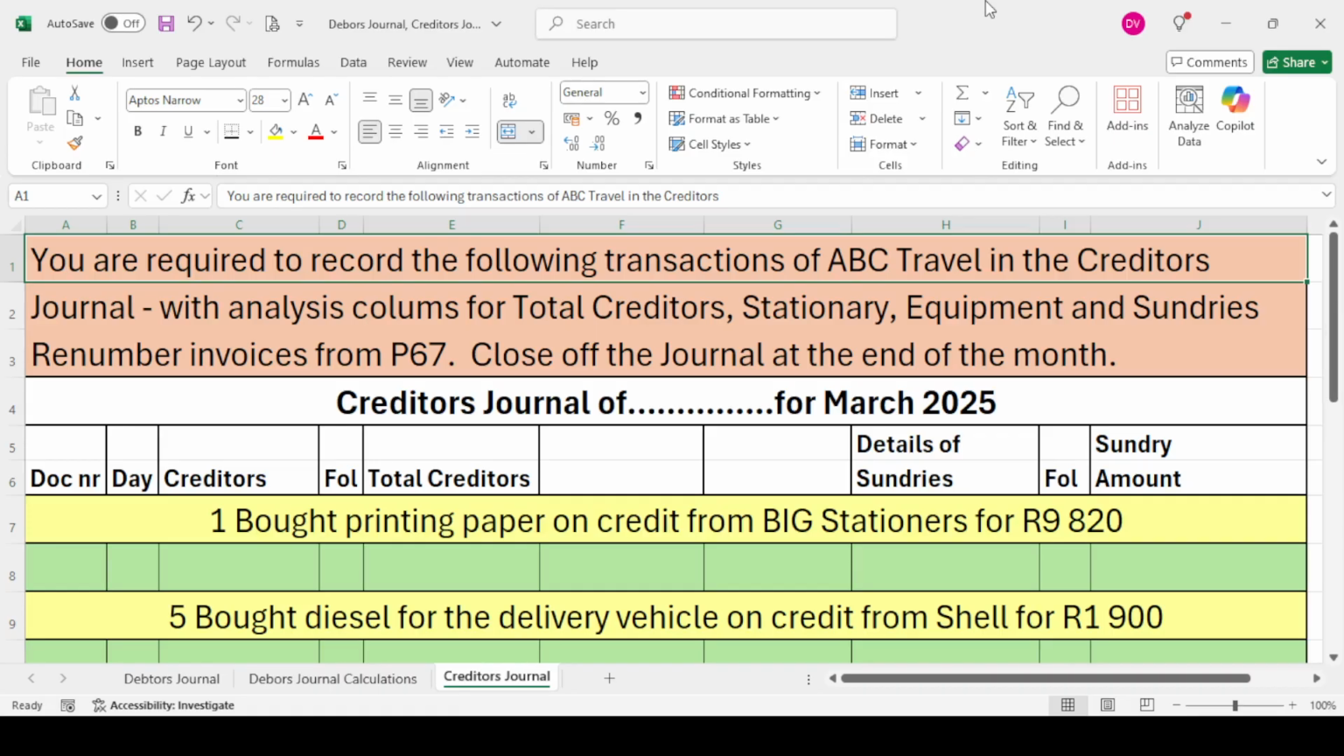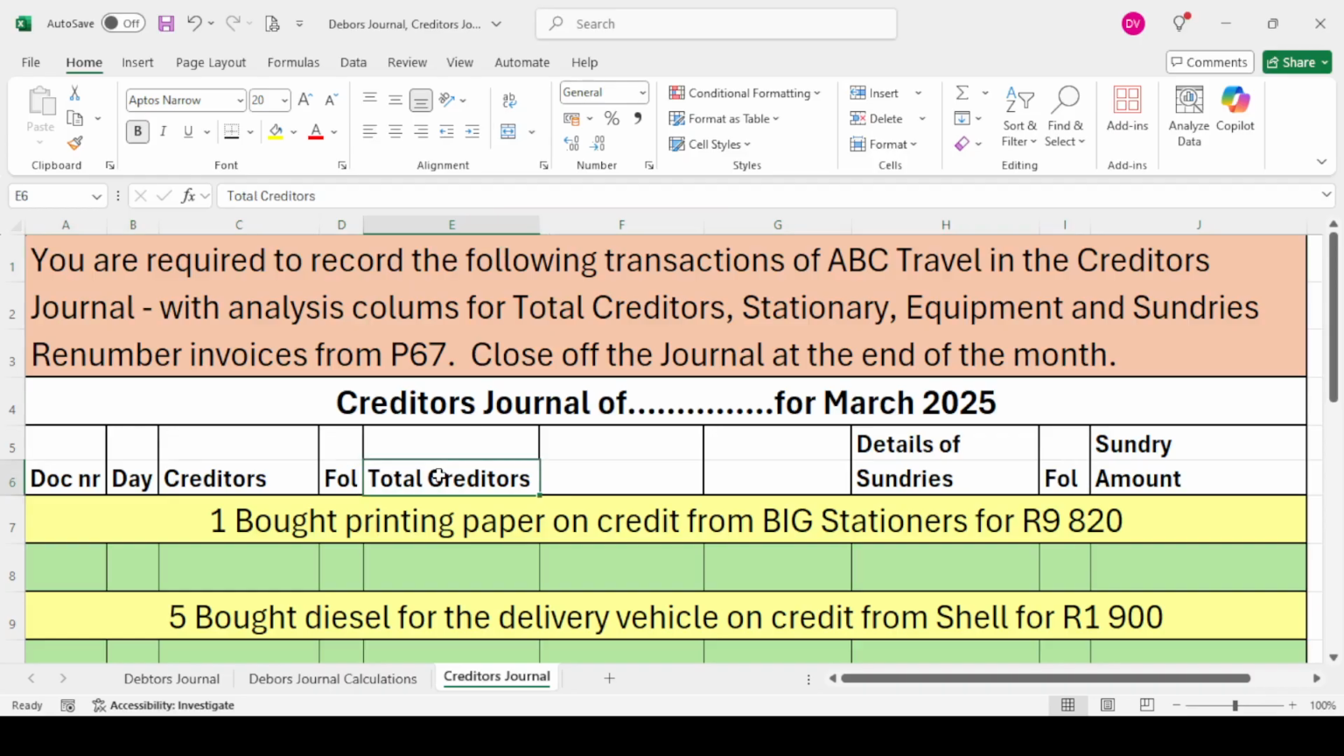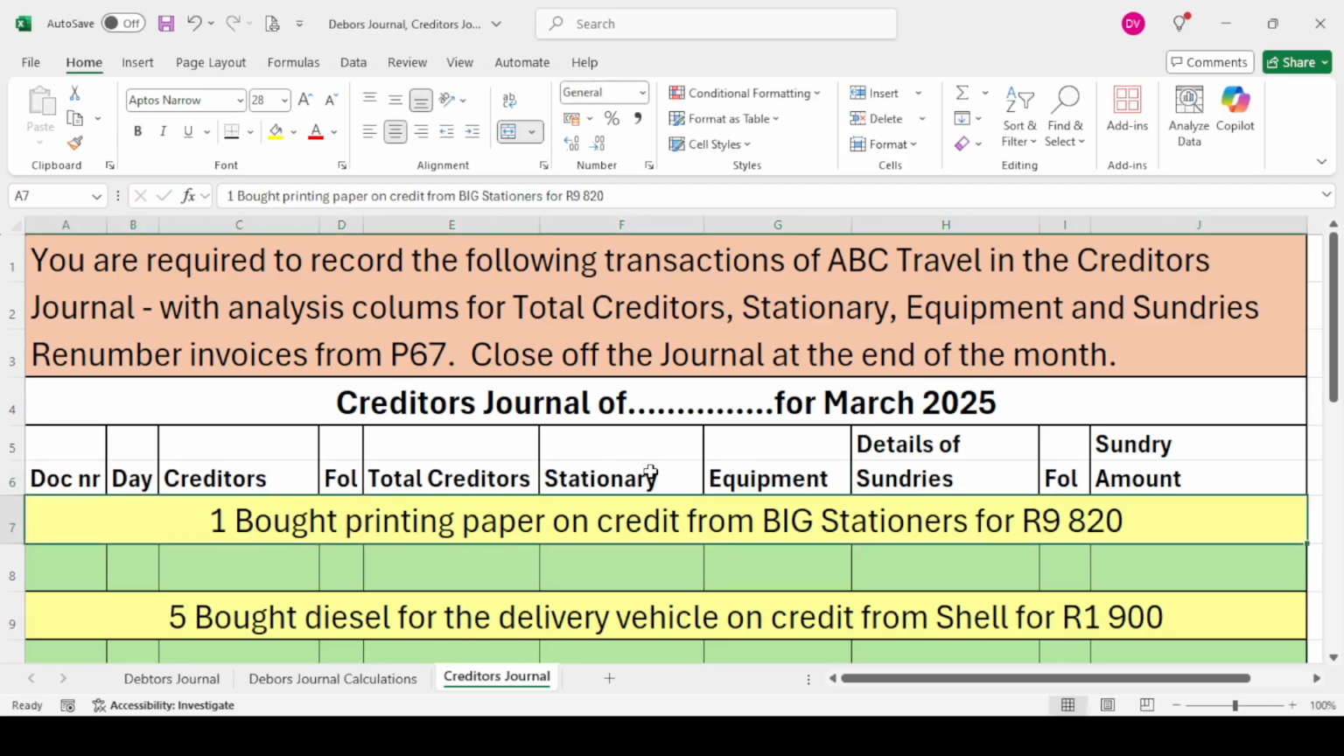So the very first thing we need to do is to check that we've got all the analysis columns. We've got total creditors, we've got sundries, but we don't have stationery. So you're going to name one of your blank columns stationery, and you're going to name the other blank column equipment. This is as per the instruction in the question.